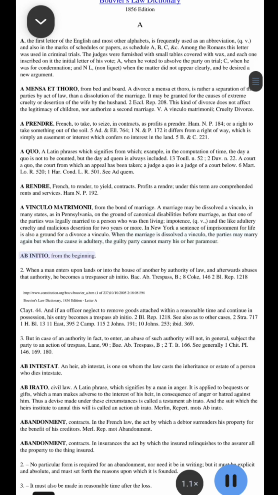Ab initio, from the beginning. When a man enters upon lands or into the house of another by authority of law, and afterwards abuses that authority, he becomes a trespasser ab initio. Bac. Abr. Trespass, B; 8 Coke, 146; 2 Bl. Rep. 1218.